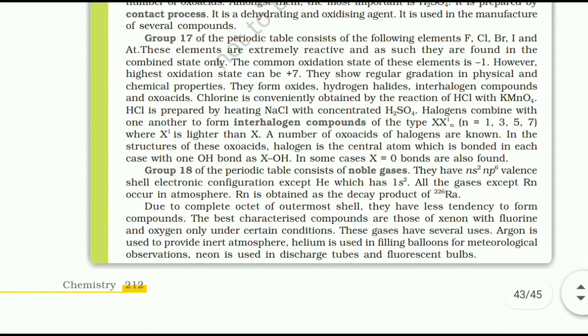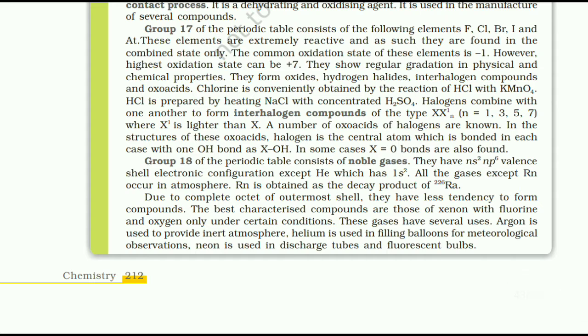Group 18 of the periodic table consists of noble gases. They have ns2 np6 valence shell electronic configuration except helium, which has 1s2. All the gases except radon occur in nature. Radon is obtained as a decay product of radium-226. Due to the complete octet of the outermost shell, they have less tendency to form compounds. The best characterized compounds are those of xenon with fluorine and oxygen only, under certain conditions.